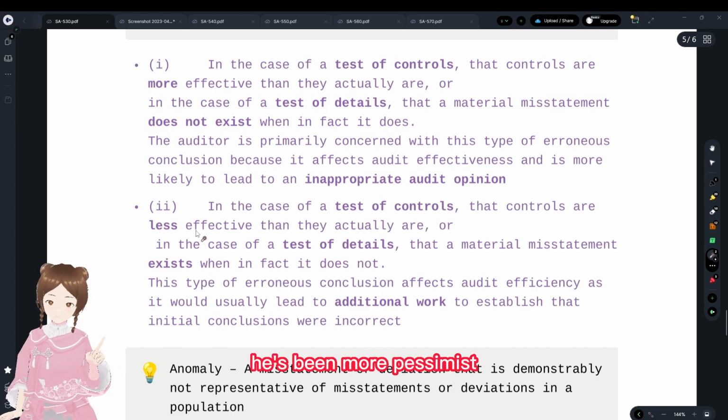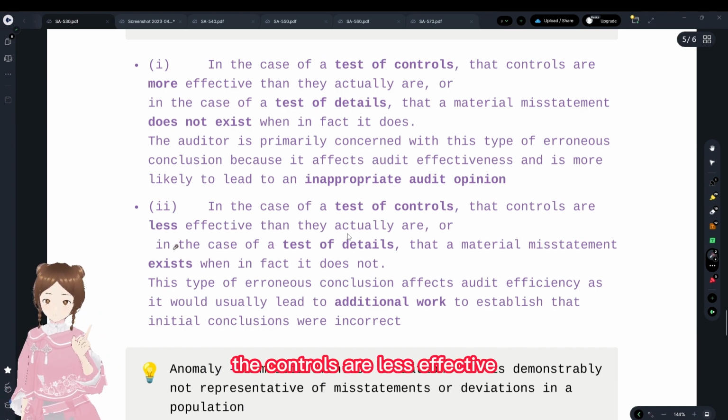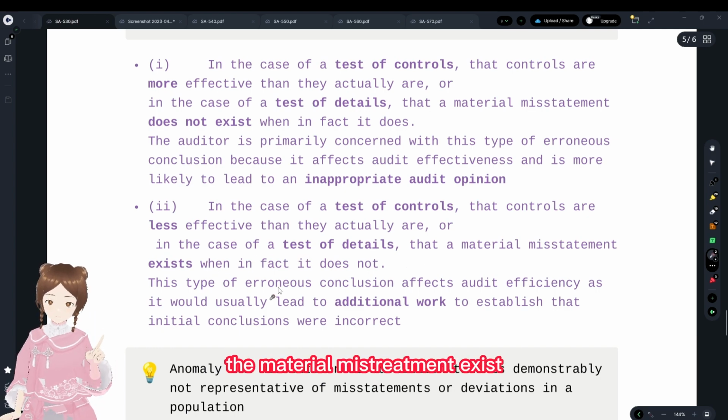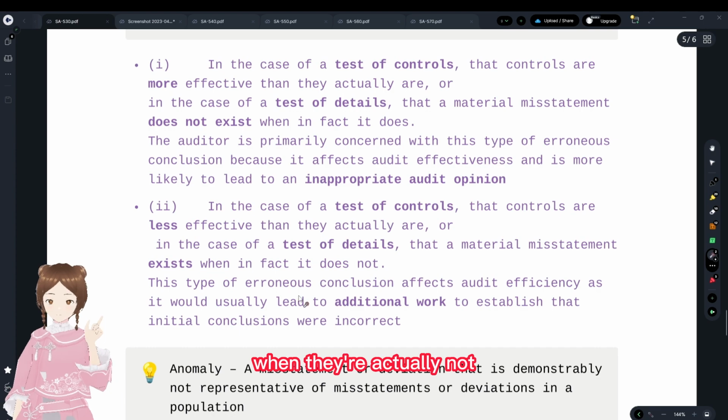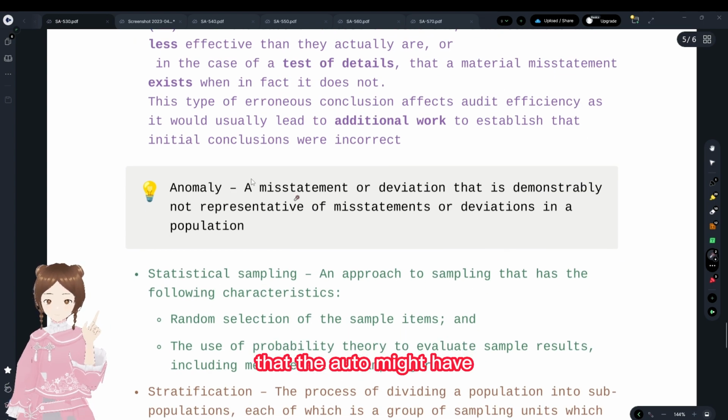The second is where he's been more pessimistic, more negative. In the test of controls, he concludes the controls are less effective than they actually are. And in the case of tests of details, he concludes a material misstatement exists when it actually does not. These were the two sampling risks that the auditor might have.